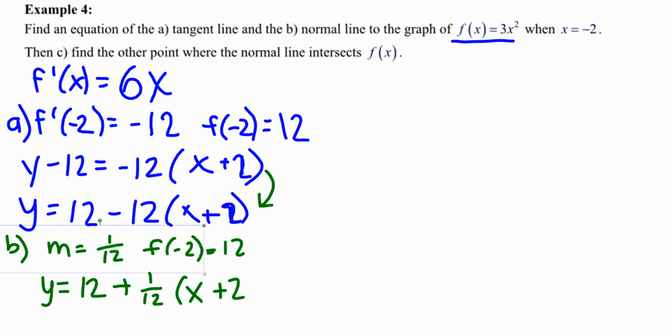There we go. And now we have part C, find the other point where the normal line intersects f of x. Alright, so we have our normal line. Maybe it won't be as helpful to have it in this form. Maybe it will.